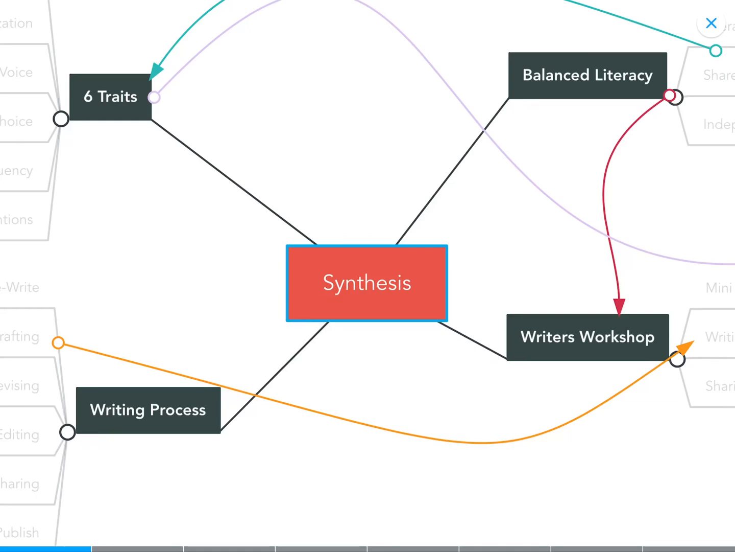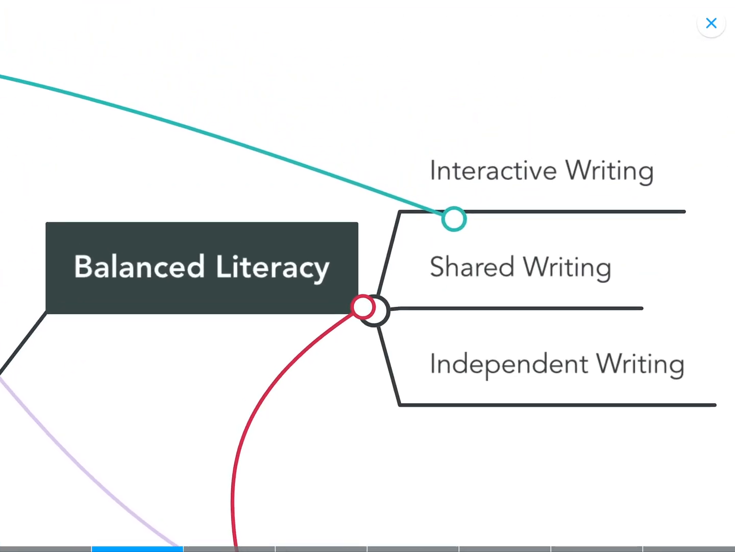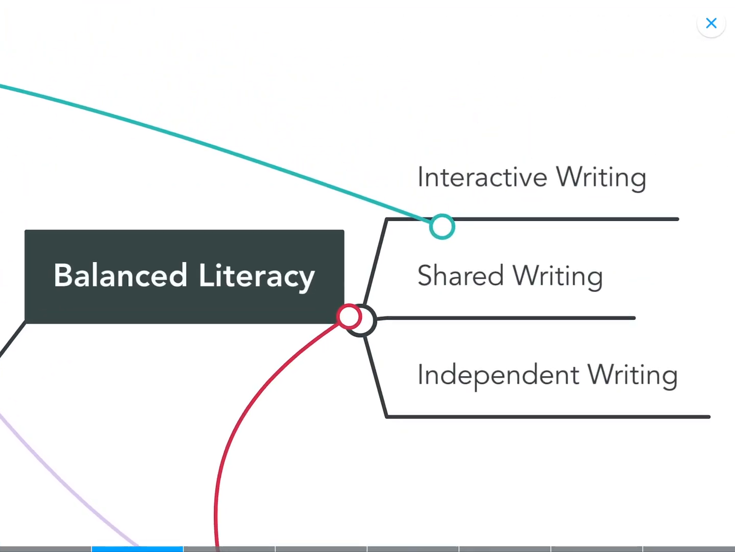This is my final synthesis for EDLL 3352. So we're going to be talking about the 4 components of writing, which are balanced literacy, writer's workshop, writing process, and the 6 traits. We're going to begin with balanced literacy, which has interactive, shared, and independent writing.